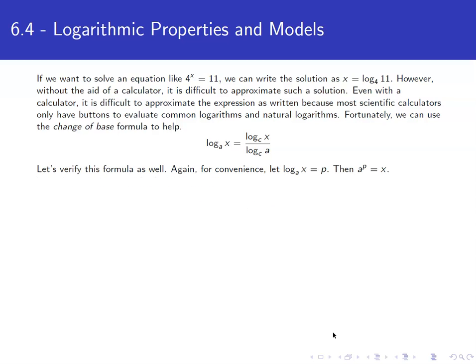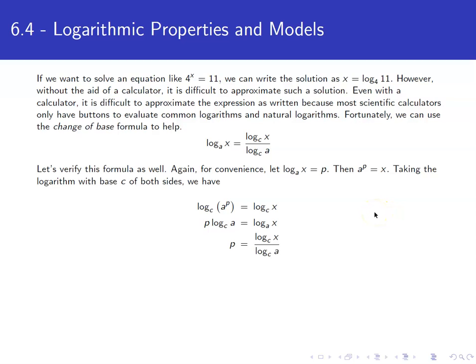Just like before with the properties, let's see if we can verify this particular one. Again, let's say that log base a of x is p. Rewrite it in its equivalent exponential form as a to the p equals x. In that second equation, let's take the log base c now of both sides to get log base c of a to the p equals log base c of x. We can bring the p down in front, so we have p log base c of a equals log base c of x. Solve for p by dividing both sides by log base c of a. And now p was the same thing as log base a of x. So here is our change of base formula.